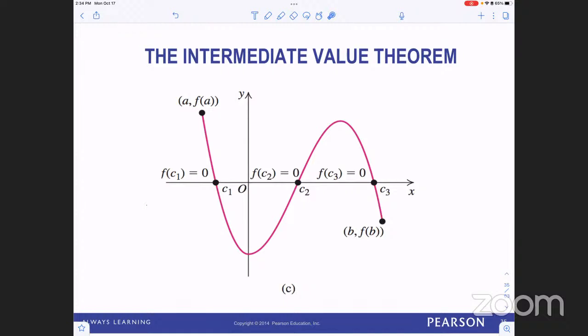Let's see. So the intermediate value theorem, and you could have more than one. It can cross the graph more than once, right? So this is kind of a repeat of what we had before. It's just saying that you could have multiple zeros between those endpoints, A and B.